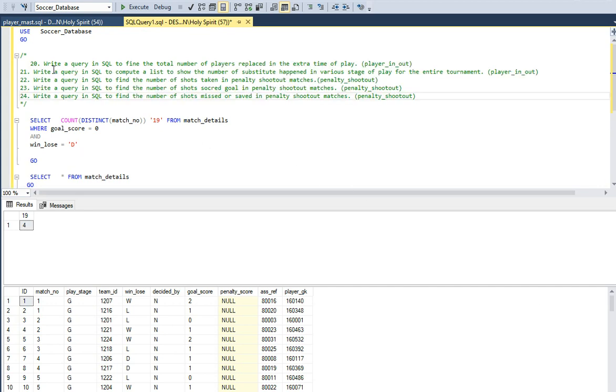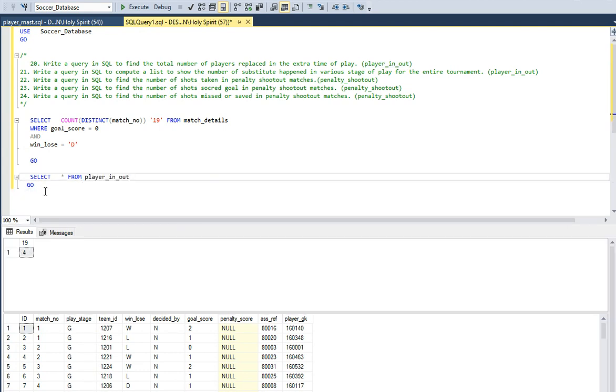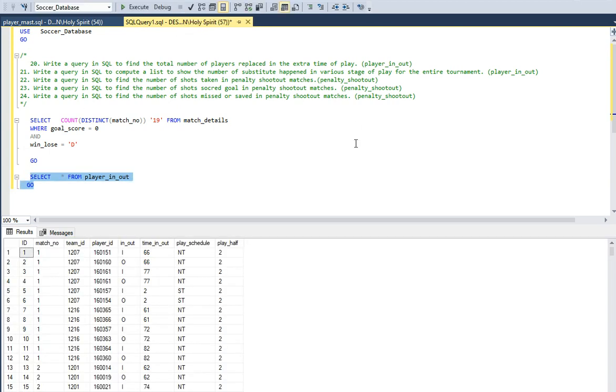Okay, now we are doing question number 20. Write a query in SQL to find, my goodness, the total number of players replaced in the extra time of play. Play in and out. Copy. Control V. Execute.